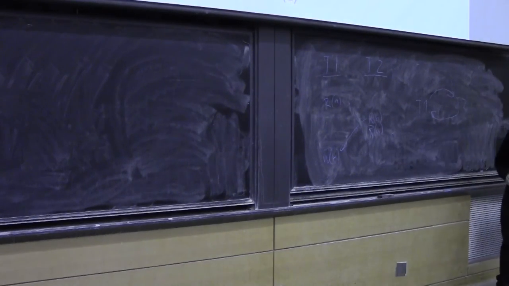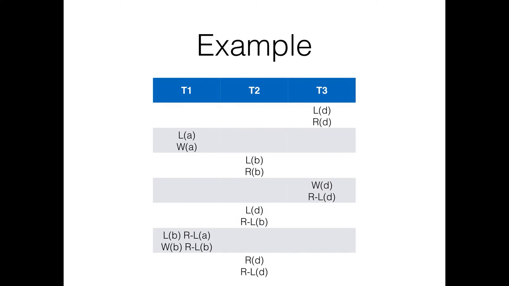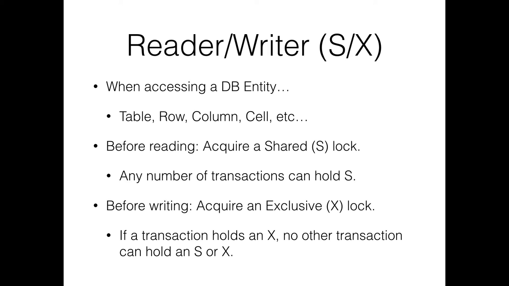Most of you have already encountered the notion of reader-writer locks. Another common term for these is shared and exclusive locks. I'll spare you the details, but the short version is that a shared lock can be shared by multiple transactions. Any number of transactions can have a shared lock or a reader lock, but only one transaction can have an exclusive lock. And if a transaction has an exclusive lock, no other transaction can have a shared lock.